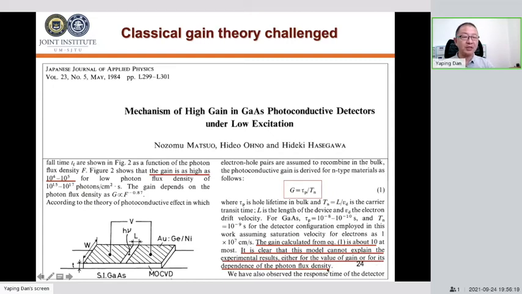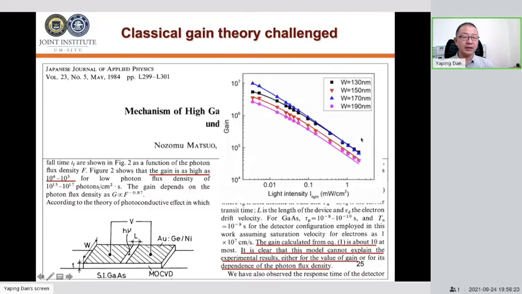What I mean is, in experiments, very often we observe this sort of phenomenon. The gain is highly dependent on the light intensity. When the light intensity increases, the gain will quickly drop, for example, here from 10 to the 7 to 10 to the 4. And this cannot be explained by the classical theory.